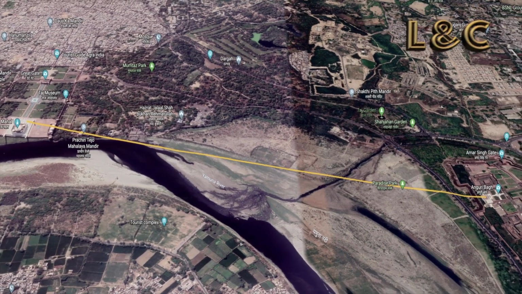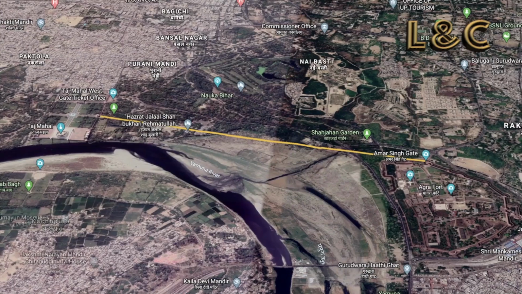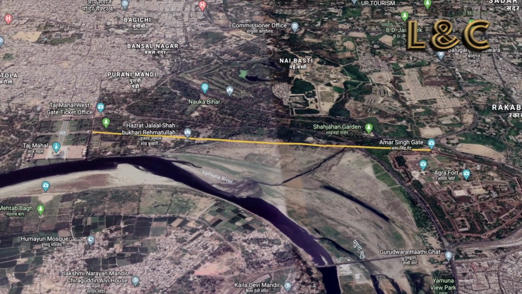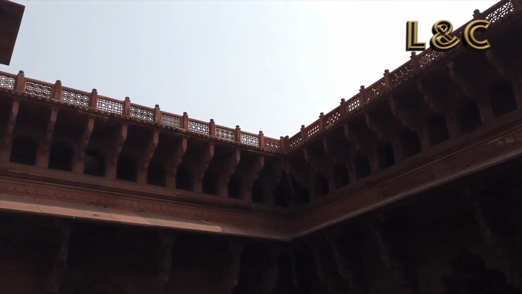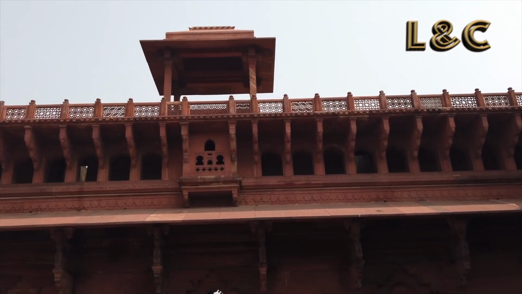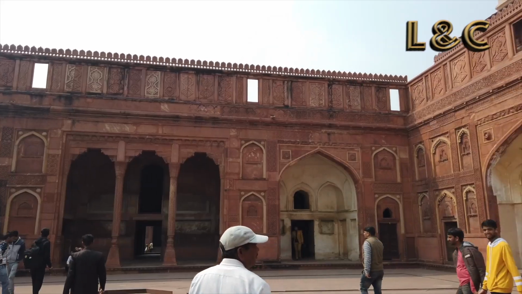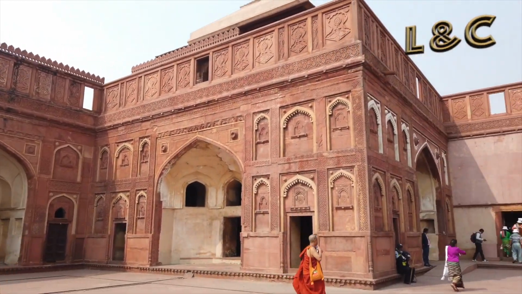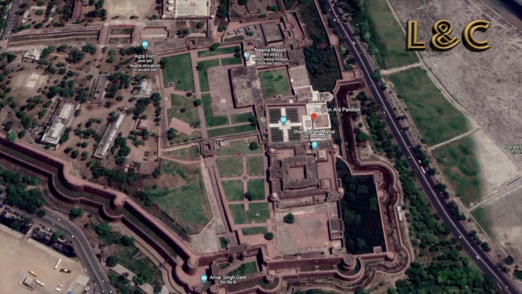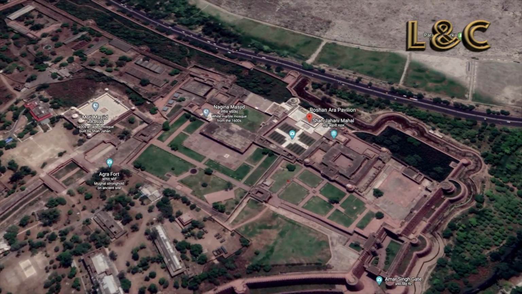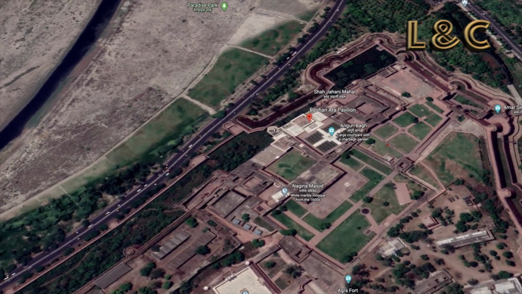The fort is separated from its sister monument, Taj Mahal, by just 2.5 kilometers. Often described as a walled city, Agra Fort is a UNESCO World Heritage Site. Today, the fort is the major tourist spot and attracts many tourists from all over the world. The fort, when viewed from above, has a semicircular shape. The base of the fort faces the bank of river Yamuna.